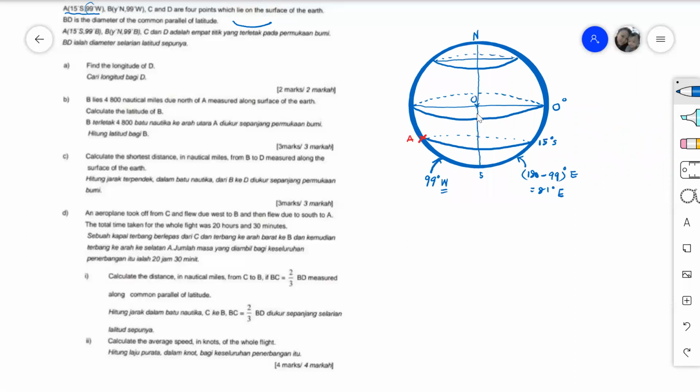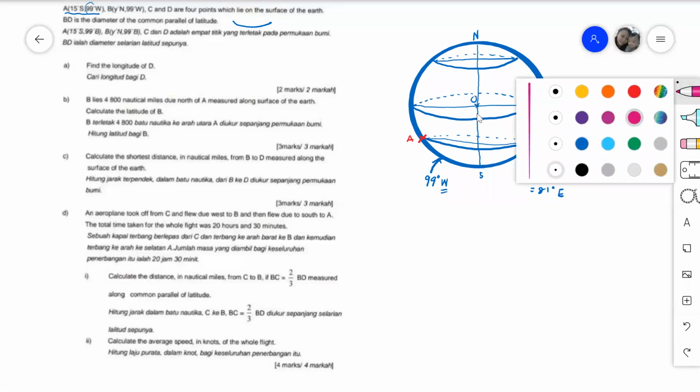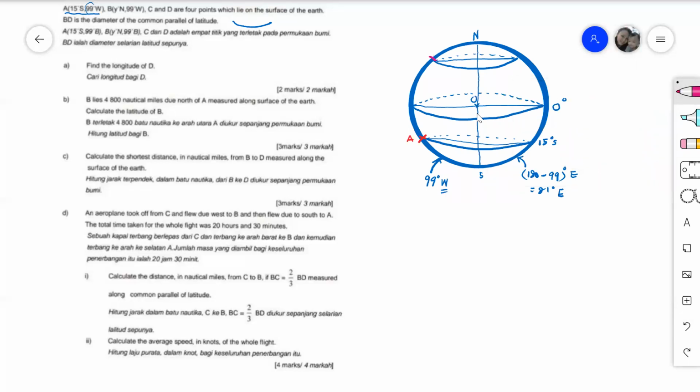Okay, so this is the diameter of our latitude. All right, so we have done, and therefore let this point be B. Okay, B is Y degree north, 99 degree west. Done. So C and D, where are they? I have no idea yet, but it says that BD is the diameter of the common parallel latitude. That means for this parallel, this latitude, D is on the other end. So D is here. So let's mark down D.